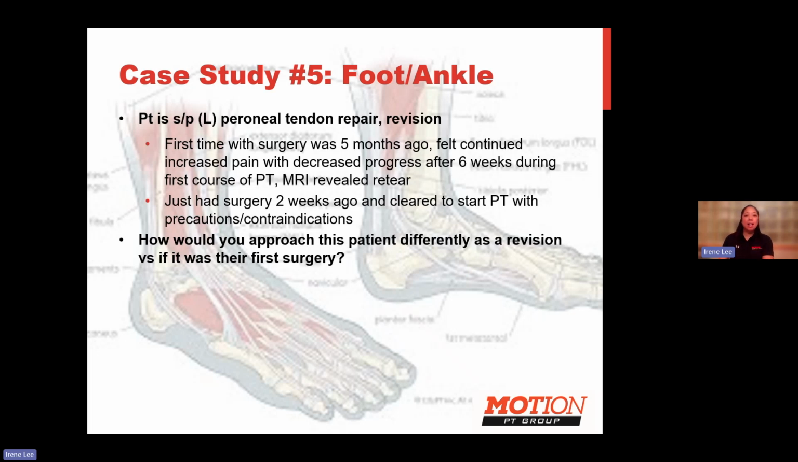So if you had this kind of patient, and it doesn't even have to be this patient, right? You could have a patient with a different body part, but it's basically a revision or a redo of the original surgery that they did. How would you approach this patient differently versus if you just saw them for the first time, right? So what kind of things would you consider, or how would it change how you approach them?